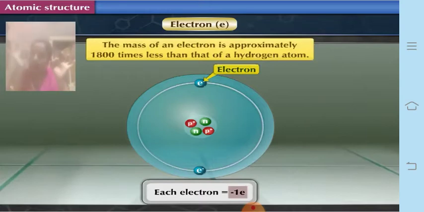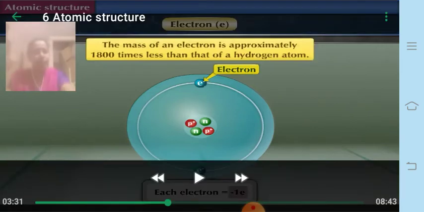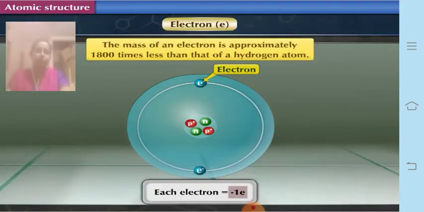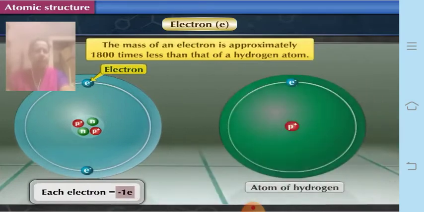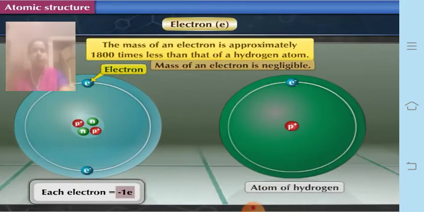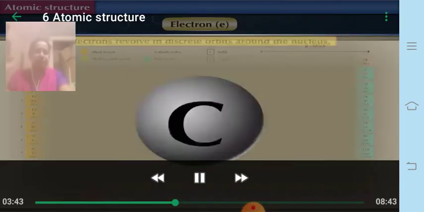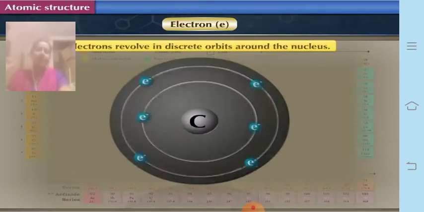An electron has a mass 1800 times less than that of the hydrogen atom. That means you can imagine that it is almost negligible. We cannot consider the mass of the electron, which is very small. 1800 times less than that of the hydrogen atom. So therefore we can say that the mass of the electron is negligible.